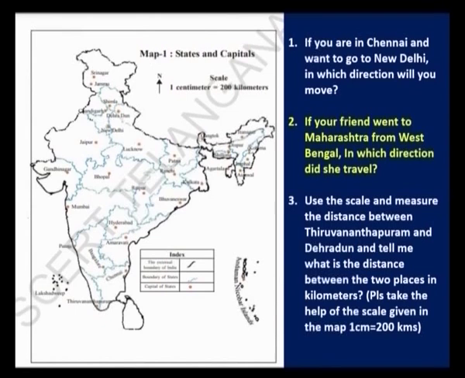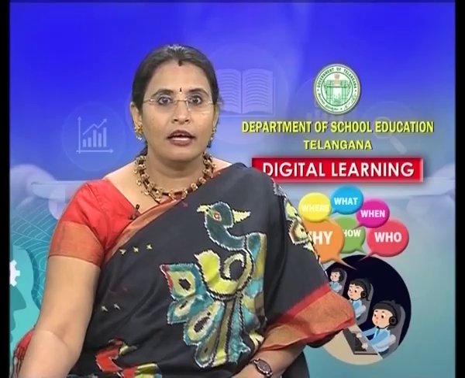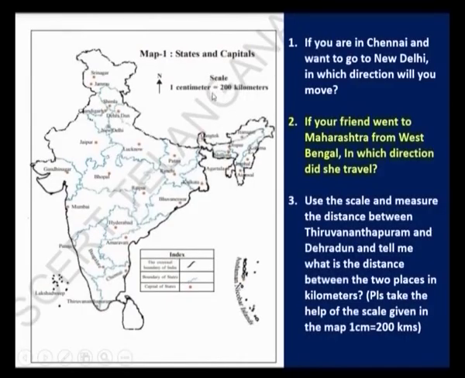Even I have done that activity here, and I found it is 14 centimeters. Did you all get the 14 centimeters? Very good. Now if you see this map, children, you will find that 1 centimeter is equal to 200 kilometers. So these 14 centimeters which you have measured have to be converted into kilometers. 14 centimeters into 200 kilometers comes to how many kilometers? Yes, it is 2800 kilometers. So the distance between Thiruvananthapuram and Dehradun is 2800 kilometers.